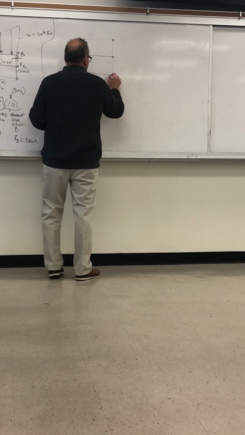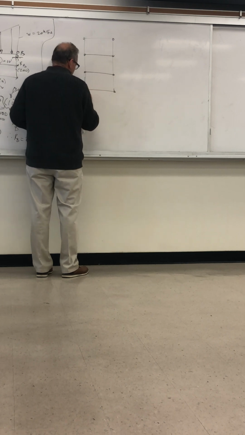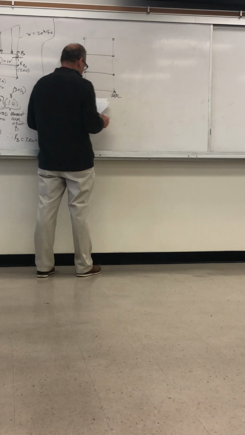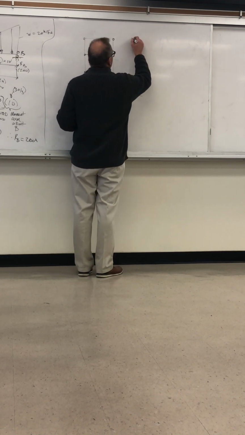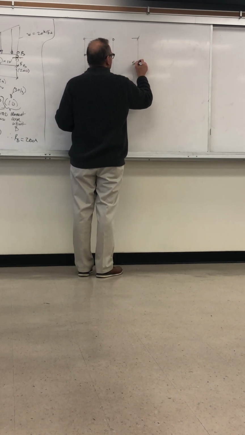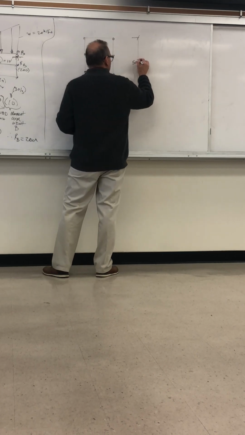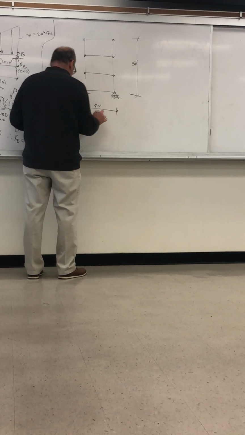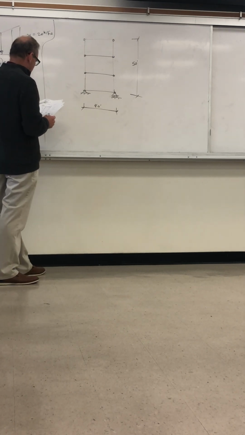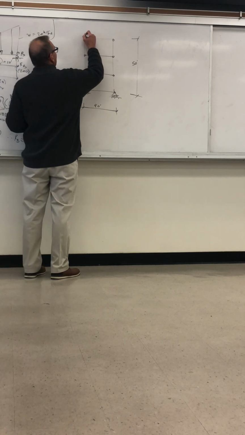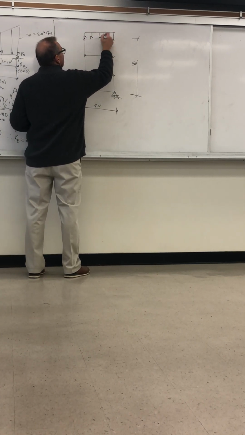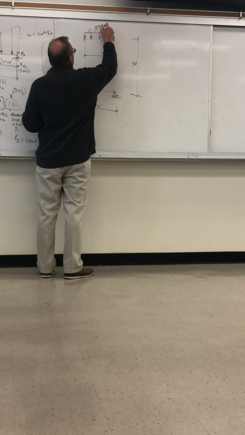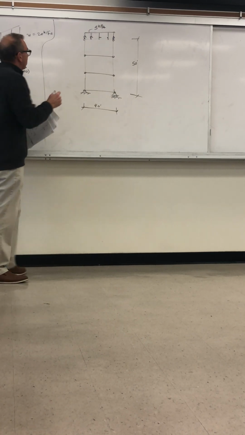This is another truss structure. Height of 50 feet, same spacing. Width of 40 feet. Vertical load, evenly distributed. So this is 5 kips per foot across the whole thing. It's not bearing. And then we also have a lateral load of 10 kips per foot, triangular like this.